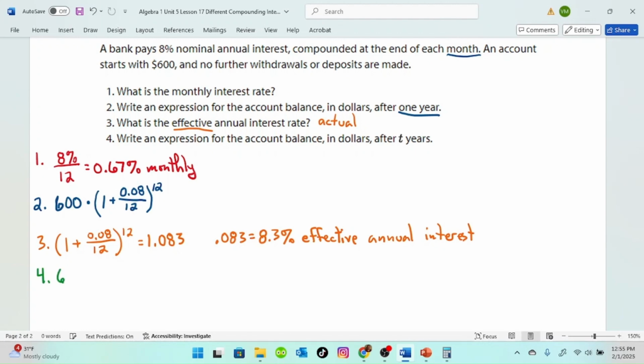So we have our $600 starting value times 1 to maintain the current amount plus 0.08 divided by 12. That takes the 8% nominal rate and divides it over the 12 months. And then your exponent is going to be 12 months times T, the number of years.